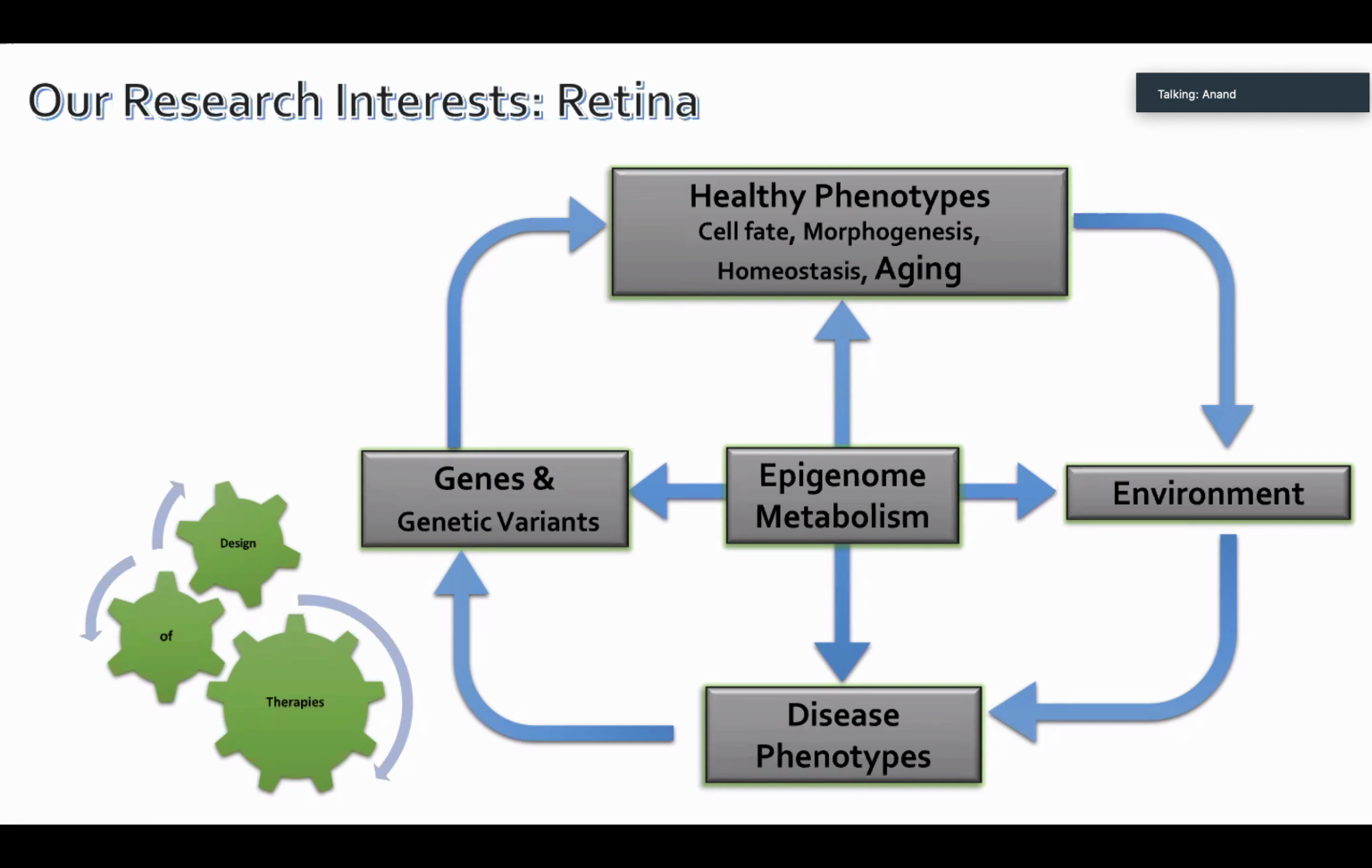And the goal of a lot of the work that we are doing eventually is to design therapies for distinct disease phenotypes so that some of these can be converted to healthy phenotypes. So that's the broad goal, and to use the basic science knowledge to design those treatments. But much of it is basic, maybe a little bit translational, that we try to do.